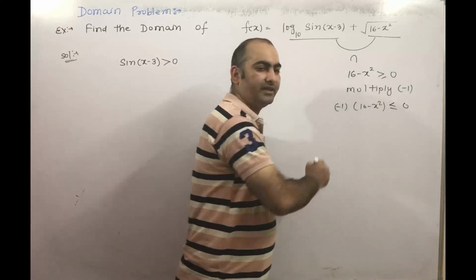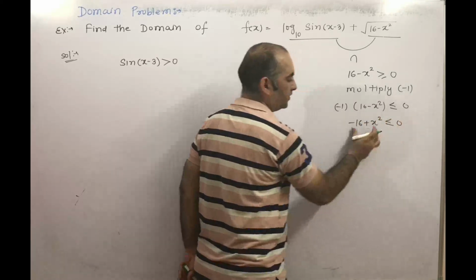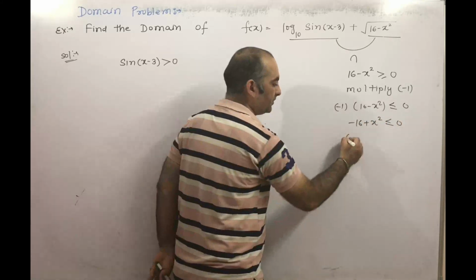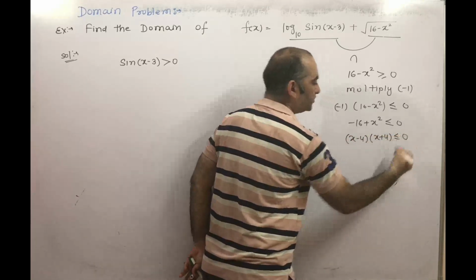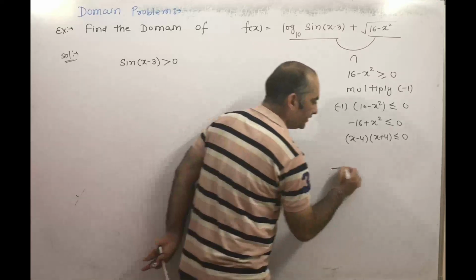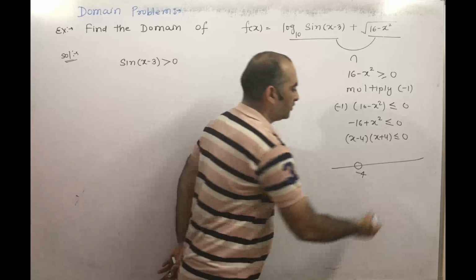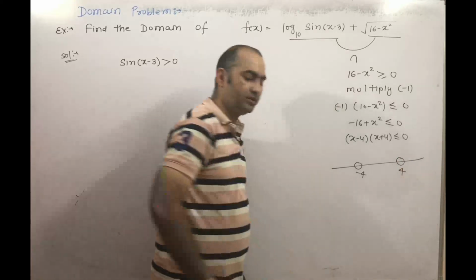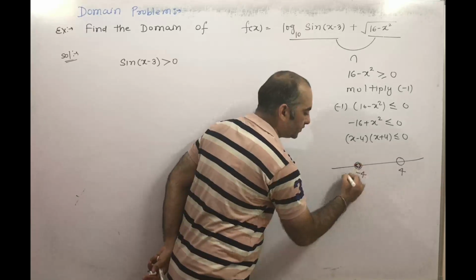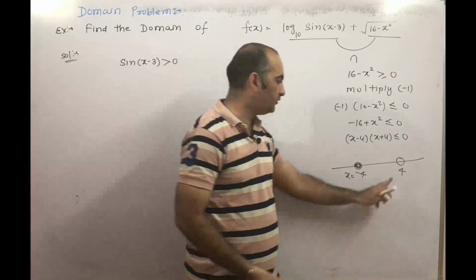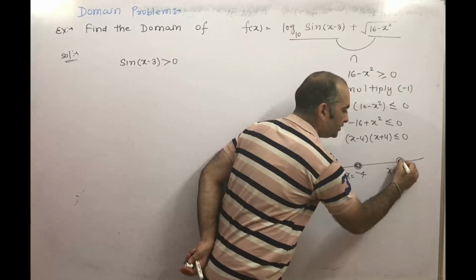So if you multiply by minus here, what will become? Minus 16 plus x square is less than or equal to 0. This one we can factorize. If you factorize, what will become? x minus 4 into x plus 4 is less than or equal to 0. So we'll draw a number line. What will come here? Minus 4, okay, and 4 will come. These two are critical points. At minus 4, this will become 0, and we want equal to 0, so x equal to minus 4 is included. And if you put 4 also, this will become 0, so x equal to 4 also is included. These 2 points are included.